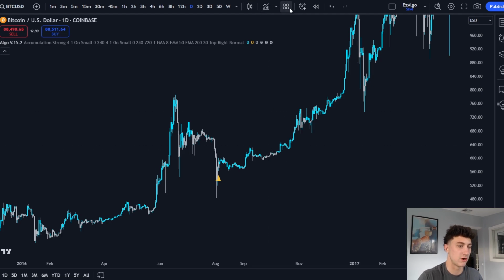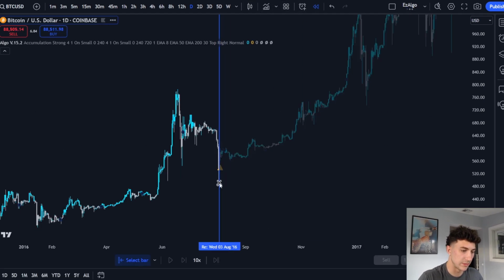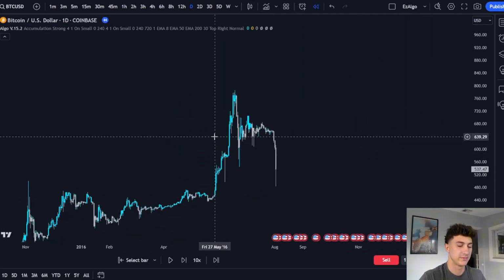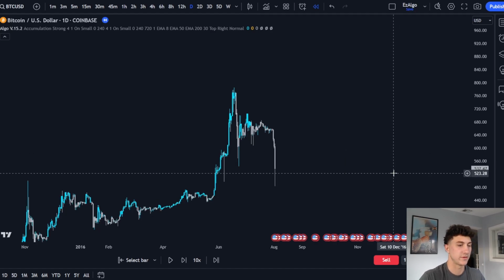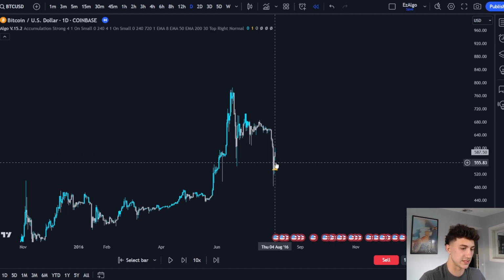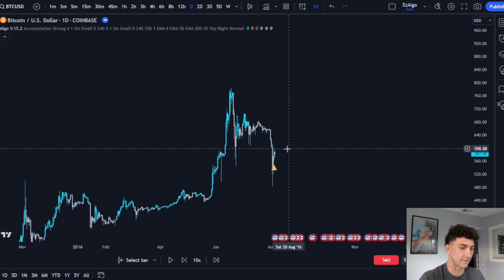And by the way, these signals are non-repaint. If I go into replay mode, you will be able to see that. These are non-repaint. They don't appear after the fact. They appear in real time. And you can see the signal is loading on this candle and confirms on candle closure.